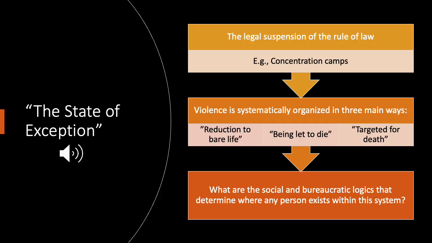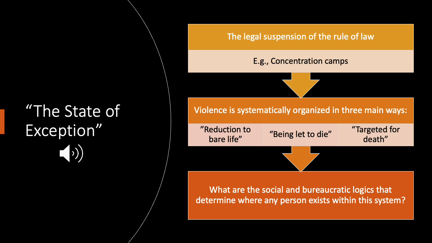Now, the key here is this idea of the state of exception that Jason DeLeon is drawing on. A state of exception is basically a situation in which the government is able to legally suspend the rule of law. Agamben in particular is the person this concept comes from. He coined that word. He's studying concentration camps specifically. And so concentration camps are a place in which the government is able to suspend the rule of law, but in a way that's legal.